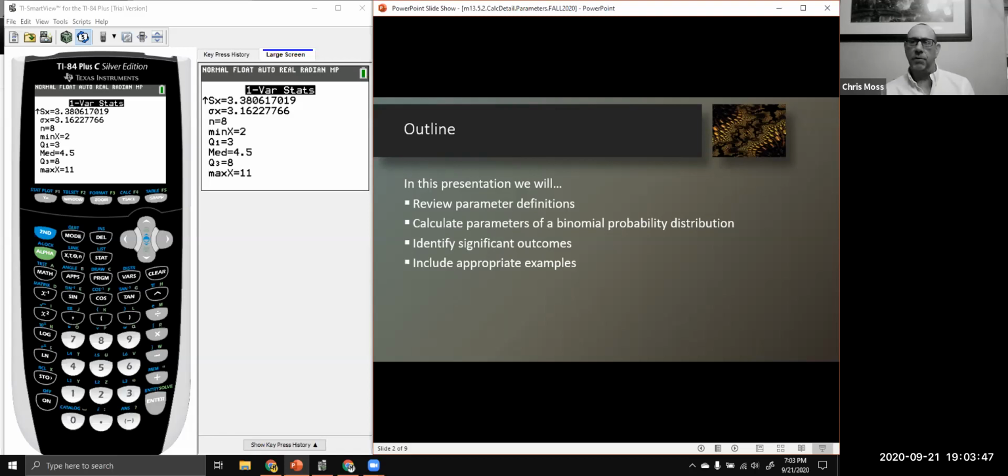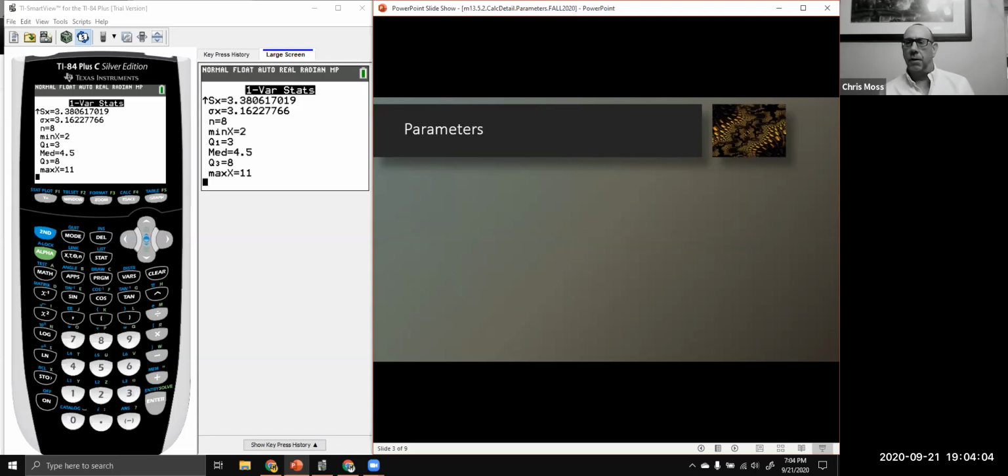We'll try to bring together two components. We'll try to bring together the range rule of thumb together with the notion of probability for identifying significantly high or low outcomes. And as we go through that detail, we'll look at appropriate examples. Now, we'll take a look at the parameters first.